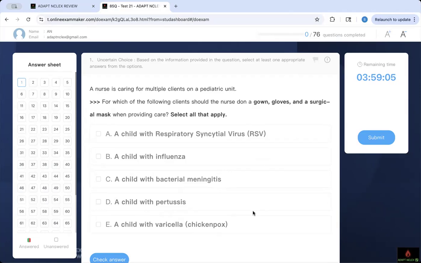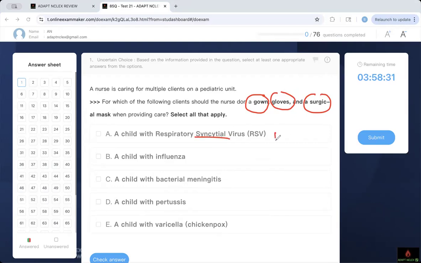Don't pick your answer, please. Wait, put everything together and figure out what the question is asking you. Pay attention to the gown, gloves, and surgical mask. If you put them together, which situation requires all three when taking care of the patient? Pause the video, pick your answer, keep track of your record. But I can tell you, the strategy is to find the organism where they belong.